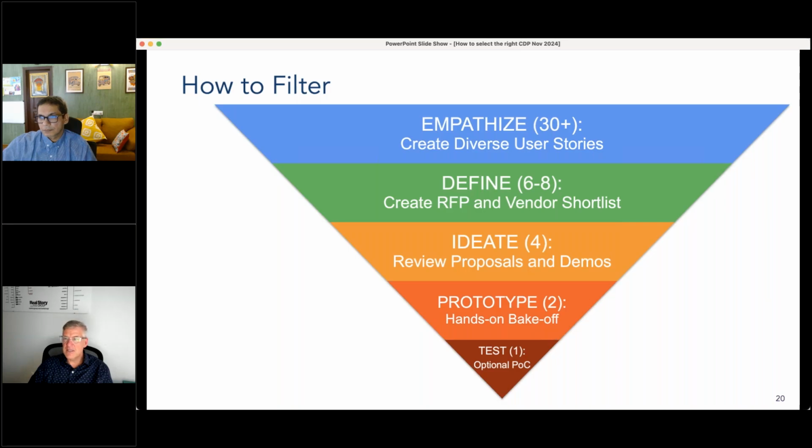Your user stories for a CDP, definitely you're going to have some customer user stories, you're going to have some marketing ops user stories, you may have some data ops user stories, but what are you actually trying to do in the future with this technology?